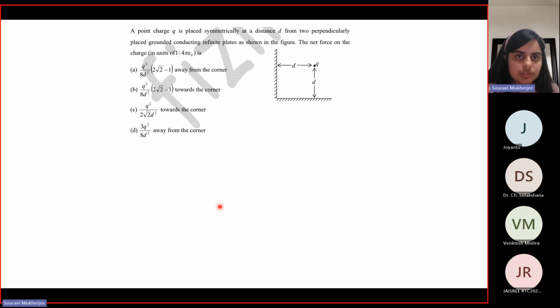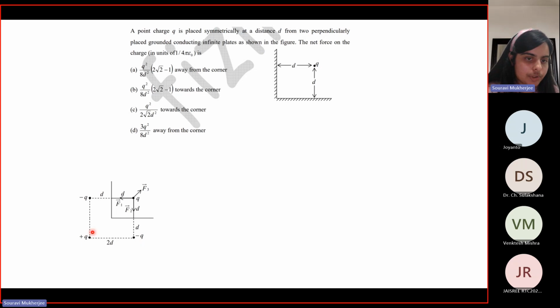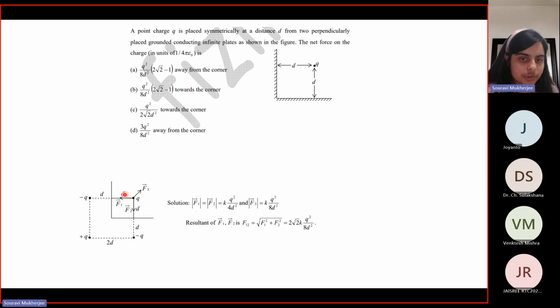Now this is also a similar question, similar to the kind we did before. This one asks what the net force is, right? Here you can have this kind of charge distribution, and now try to find the individual forces, like the force on Q from all three charges. This is pretty simple. You have F1 and F2, given by this value, where K is 1 by 4 pi epsilon naught.